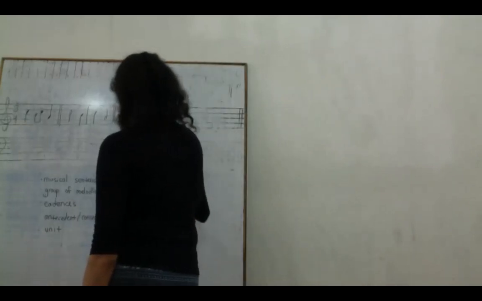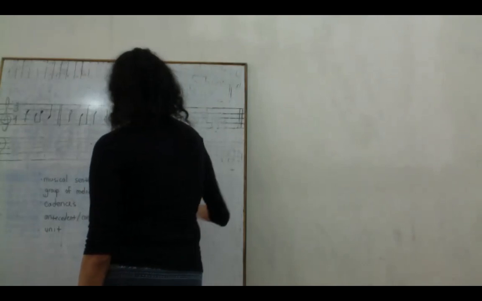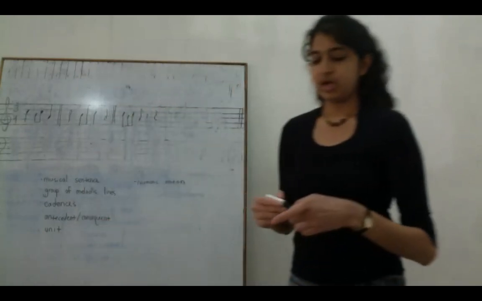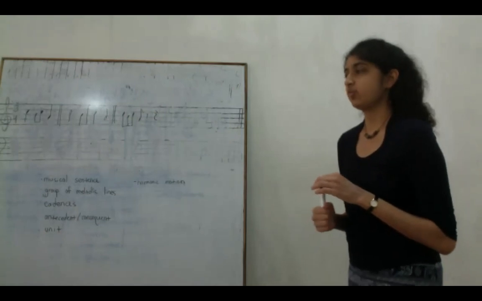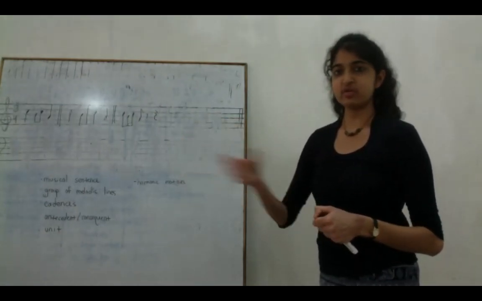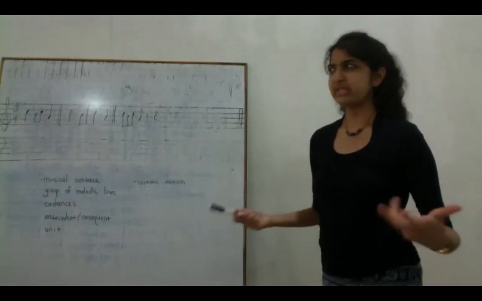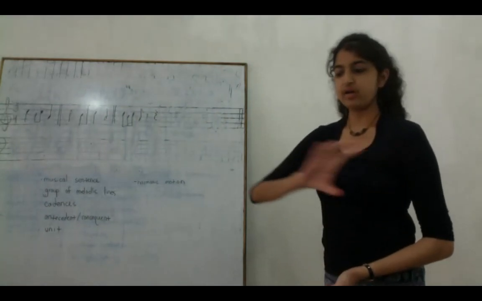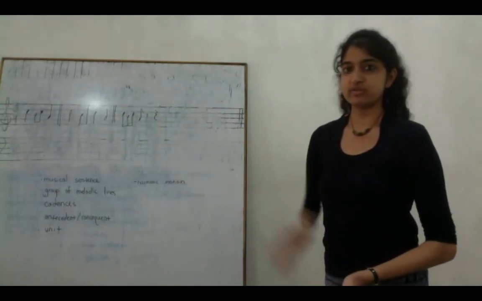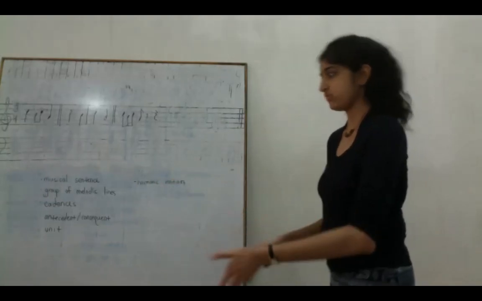So one is that there has to be harmonic motion. What does that mean? It'll make more sense, I think, when we look at an example, but it basically means the harmony has to change. It has to go somewhere. If we stay on one harmony the whole time, we really can't call that a phrase. A phrase always has to have some direction. There has to be some harmonic motion, some change of harmony.